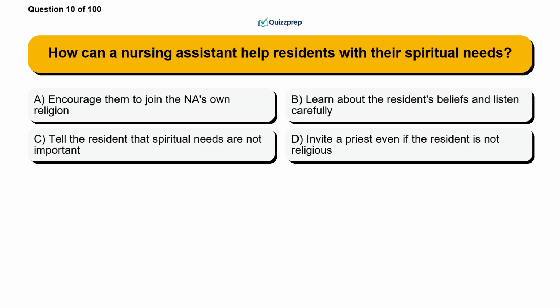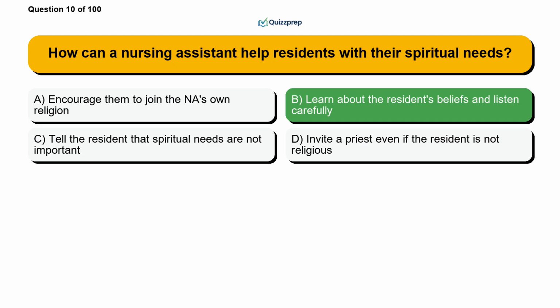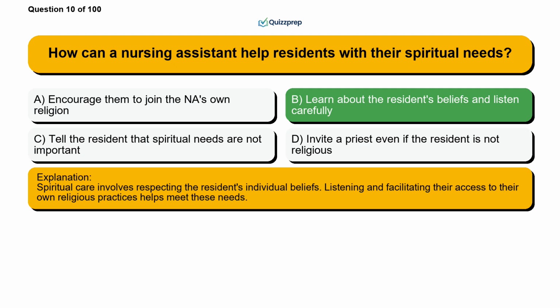Option C, tell the resident that spiritual needs are not important. Option D, invite a priest even if the resident is not religious. The correct answer is option B, learn about the resident's beliefs and listen carefully. Spiritual care involves respecting the resident's individual beliefs. Listening and facilitating their access to their own religious practices helps meet these needs.